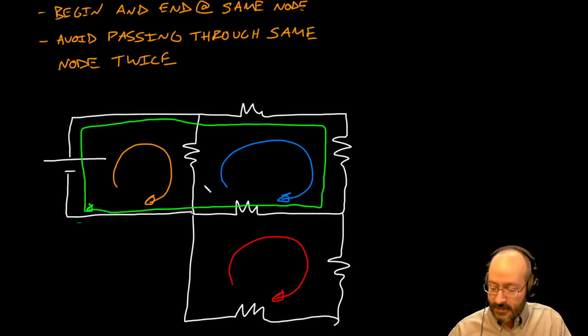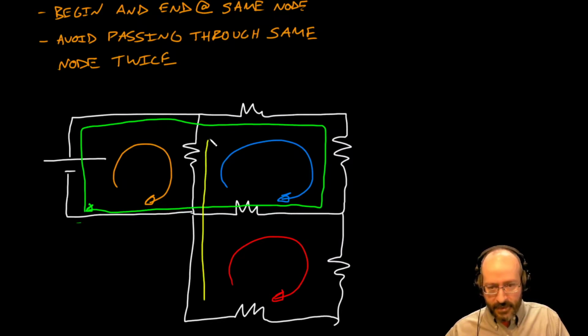Let's see. Hopefully that yellow's showing up nicely and it's different enough from the green. We can play the same game down here. This is a loop. Okay. Start and stop at the same node.